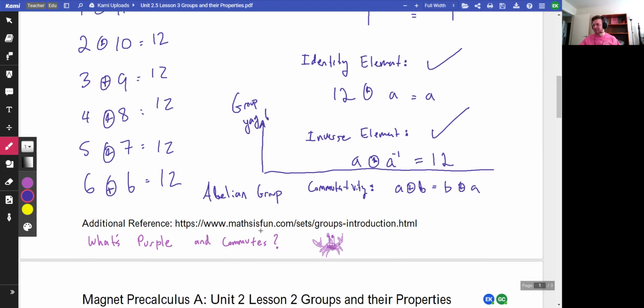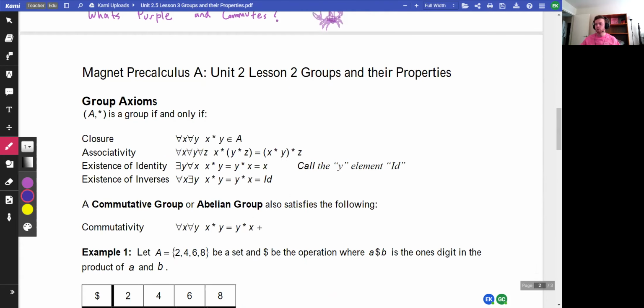Okay, let's keep going. All right, let's look at the group axioms. These things that we just talked about, written in math text. All these symbols that we've been looking at all year, and then let's get into some a little bit less silly examples. All right, here we have 2, 4, 6, 8, and the operation money sign. I just said, let's be serious. And then that's what happened.